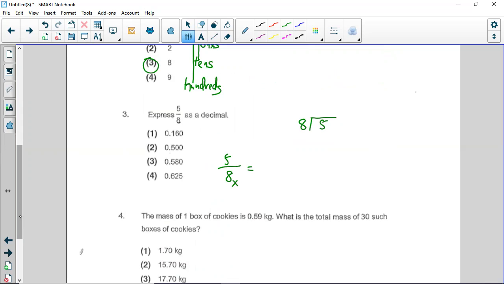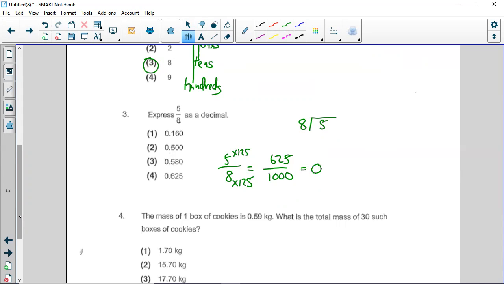To change a fraction into a decimal, you try to see whether you can change the denominator into 10, 100 or 1,000. Because if you can, then it's very easy to get the decimal. For this fraction, I cannot change into 10 or 100, but I can change into 1,000. So 8 is a special number. 8 times 125 is 1,000, and 5 times 125 is 625. So you get 625 over 1,000.